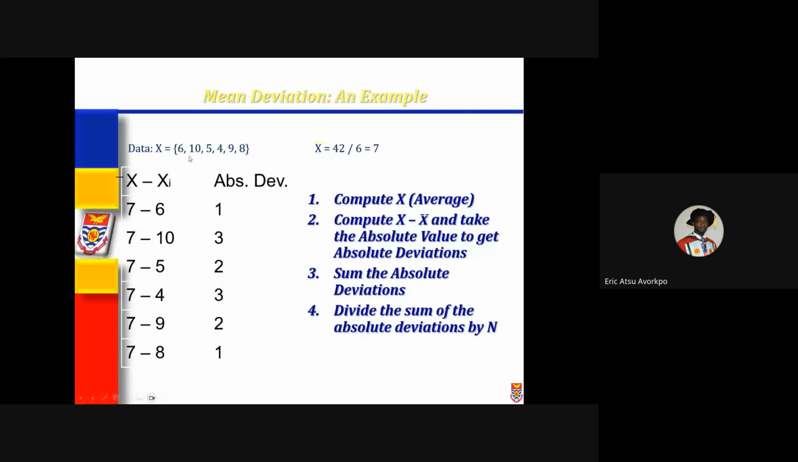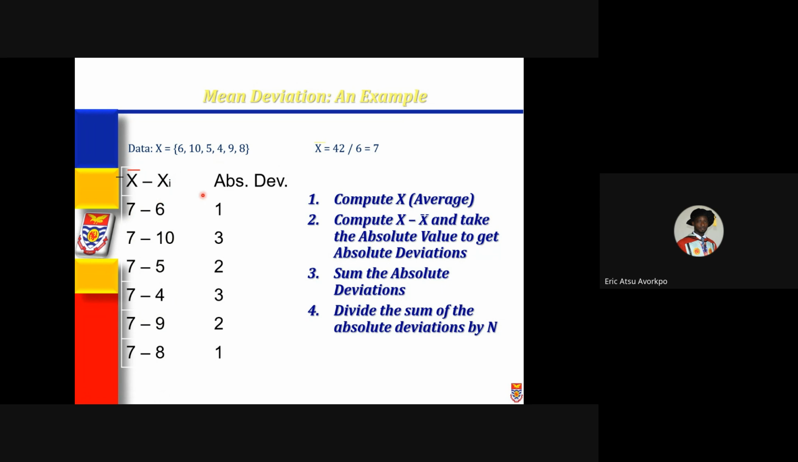So in that case, you see that I now mentioned, of course, this one did not show quite clearly. Let me see if I can use my pen to do that. So you can see that there is a bar at the top of this one, right? There's a bar at the top of that one. So now that we know how the formula is constructed, it becomes easier for us. So the 7, which is the mean, minus 6, the first value, 7 minus 10, 7 minus 5, the next one, 7 minus 4, 7 minus 9, and 7 minus 8.